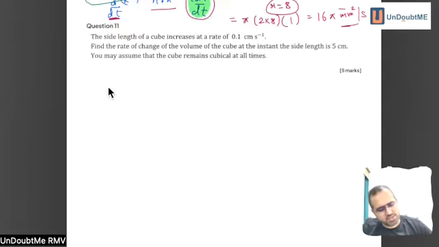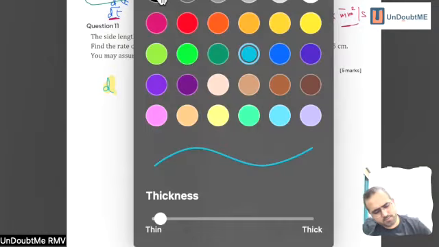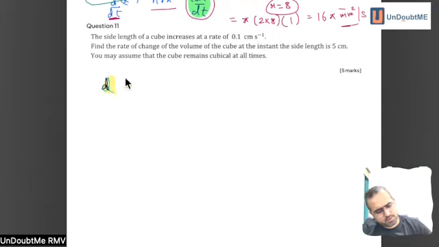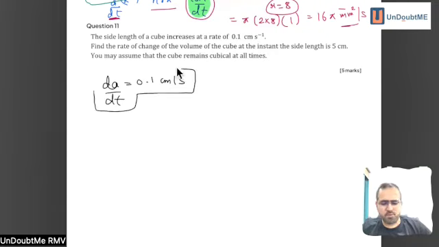So it's given in the question that dA over dt is 0.1 centimeter per second. This will be used in most of the questions after differentiation only.